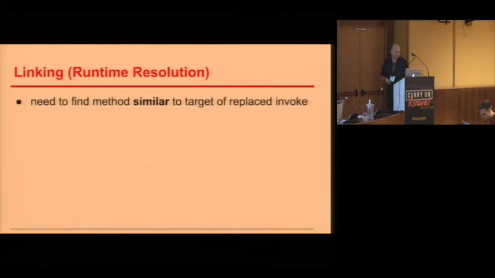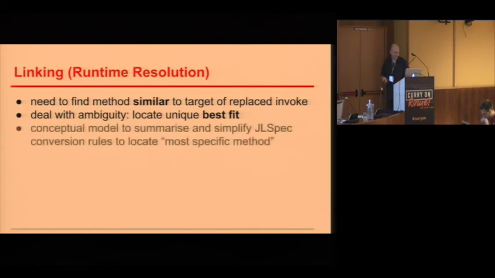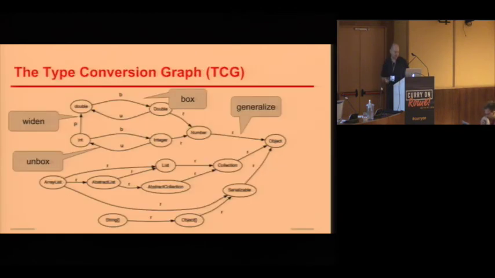The process of runtime resolution is actually quite a tricky one. The overall target is to do this in a way that we keep it as similar and consistent with how the compiler operates as possible. So we want to find a method that is similar to the target of the replaced invoke. We deal with ambiguity, so we try to locate a unique best fit. To do this, we have developed a little conceptual model that simplifies the rather long and complicated rules in the Java language specification on how conversion and resolution takes place.